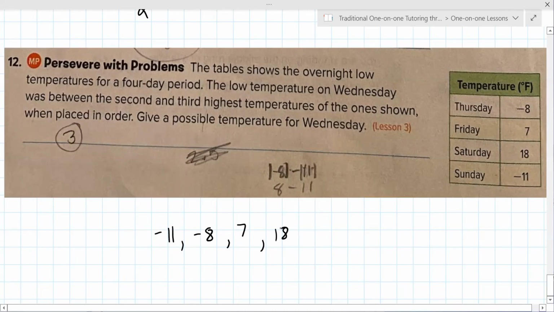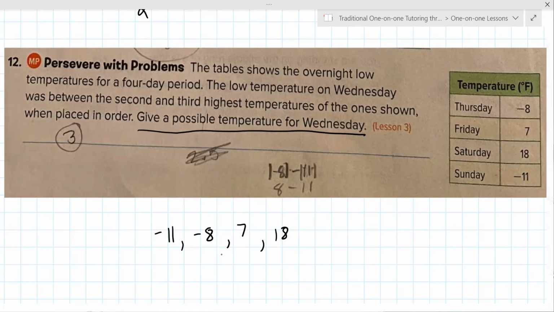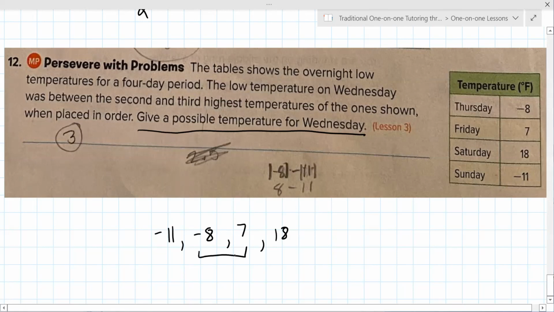Now it says, give a possible temperature for Wednesday. So the low temperature on Wednesday was between the second and third highest temperatures shown. 18 is the highest. 7 is the second highest. -8 is the third highest. So you're trying to pick something between these two numbers. So 3 is correct, but so is 4, 5, really any number between -8 and 7.